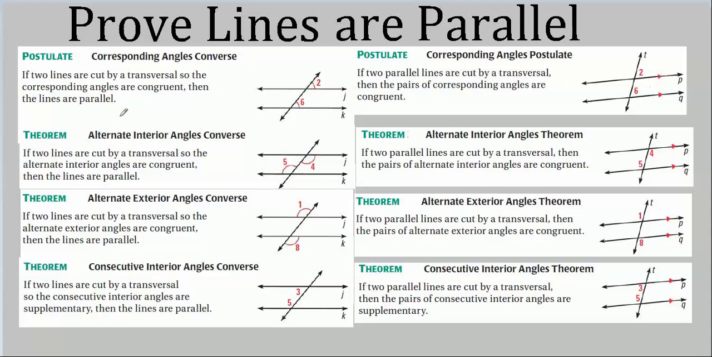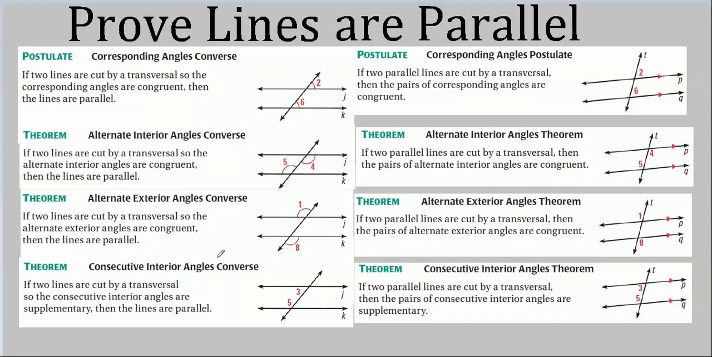It's a postulate, so we don't prove it. And if this makes sense to you, then this probably does too. If these two angles weren't equal, that would indicate that these lines are going to intersect sooner or later, which is exactly what it means to be not parallel.